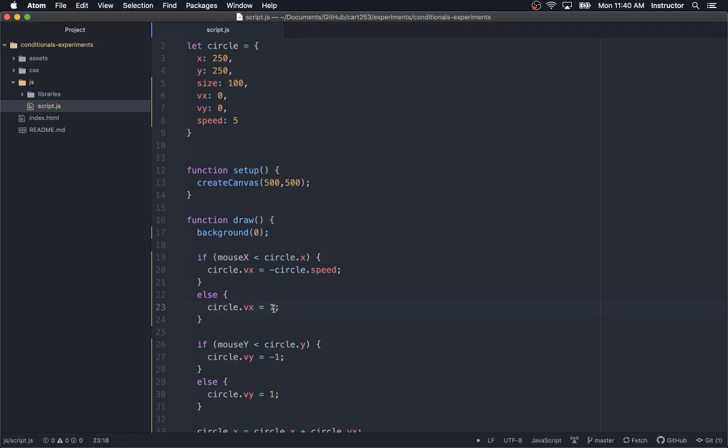to the left of it, and we'll just replace these things again. So if it's to the right, I'm sorry, that was a horrible piece of pasting. If it's to the right, we'll set it to circle.speed, so it moves rightwards. Same thing here, negative circle.speed if it's above, and positive circle.speed if it's below.